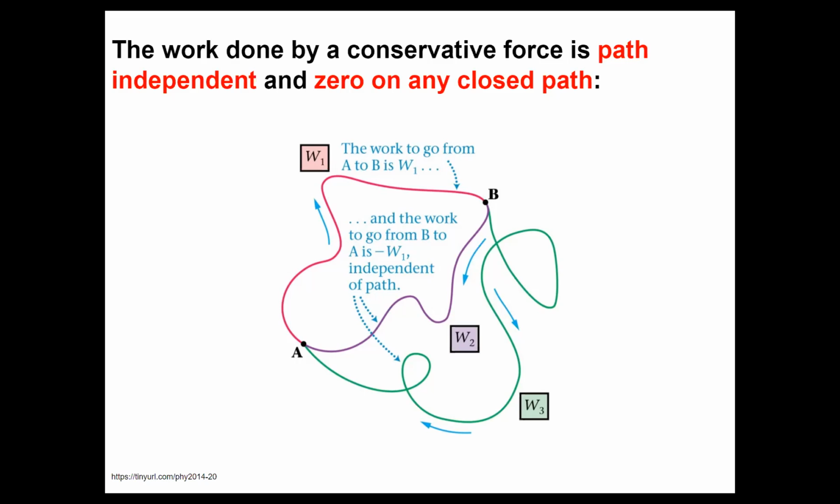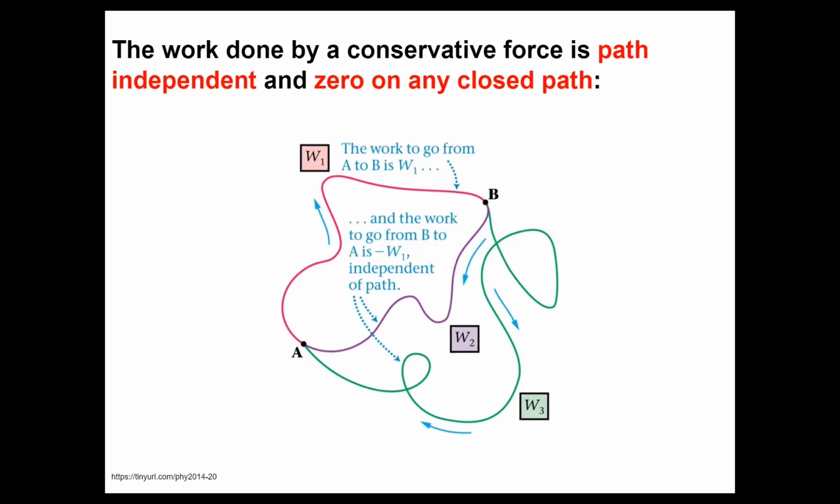So you have W1 plus W2 equal to 0. You also have W1 plus W3 equal to 0. So that tells you W2 and W3 should equal each other, okay? So that shows you that whether you take the path from point B to A, or you take this green path from B back to A, the work done by the conservative force is the same, right? So it doesn't depend on the path.